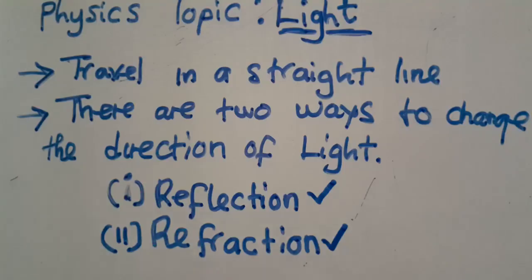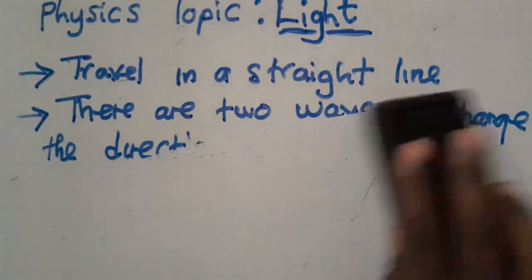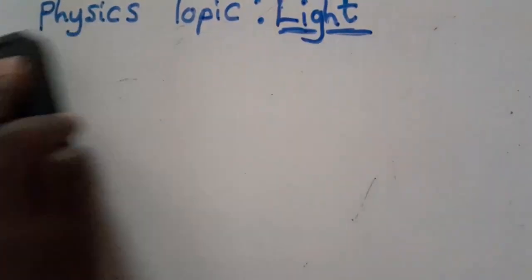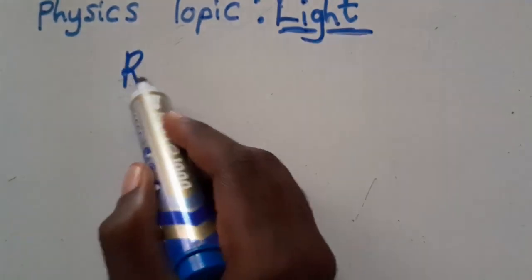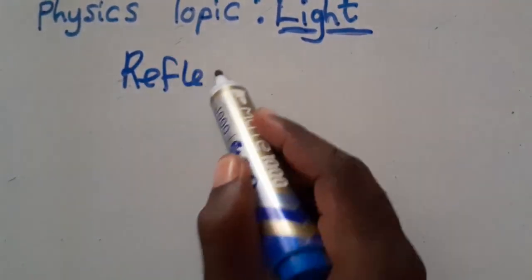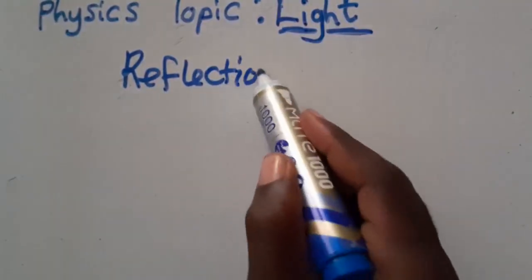So straight away, let us now start looking at the first one, which can change the direction of light. Let us talk about reflection. So this is what we'll start with, called reflection.